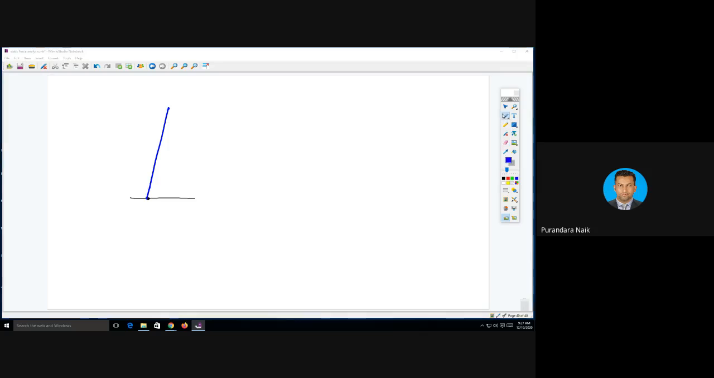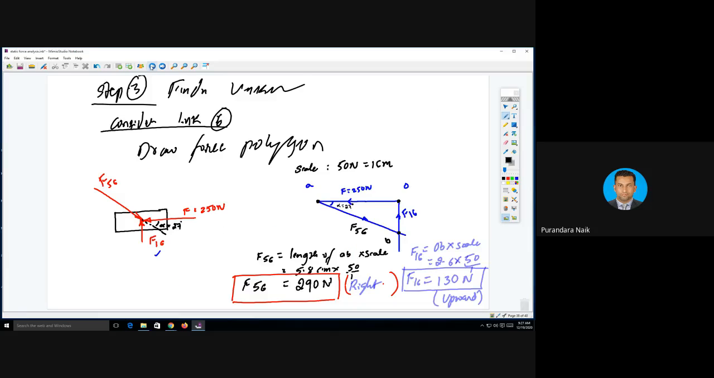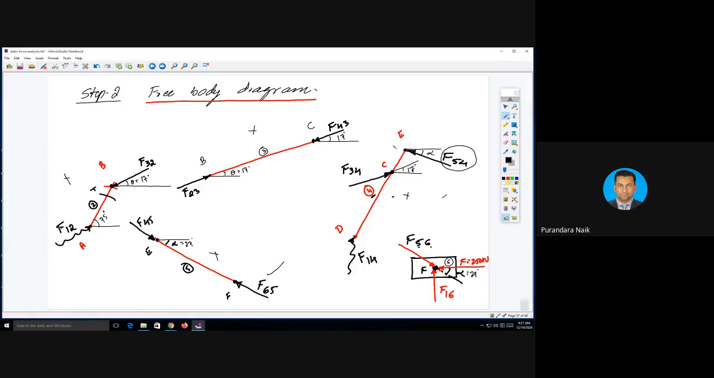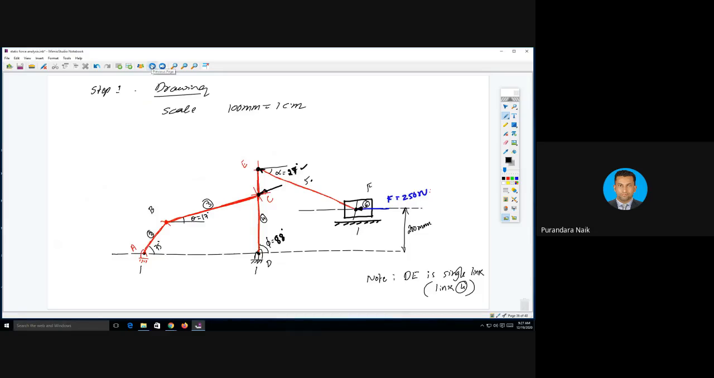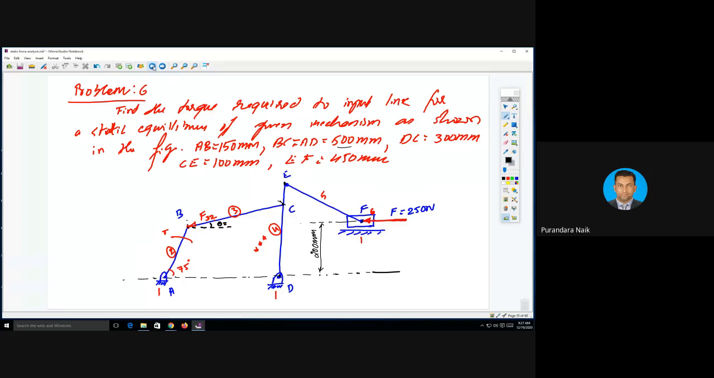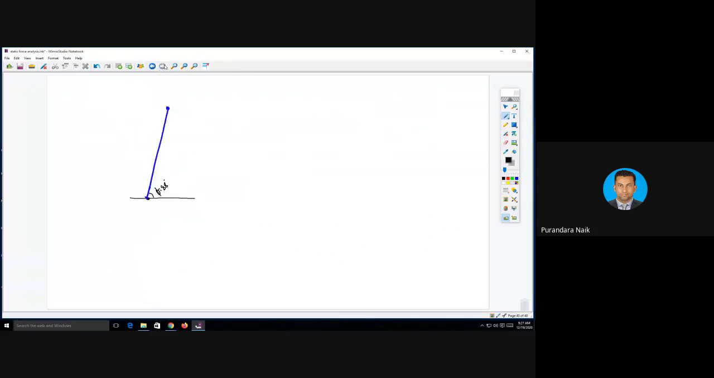Okay, 88. Then this is angle 5. Next is what is CE distance? I think CE is 100. Yeah, I think the scale is 100, which means 1 centimeter, right?